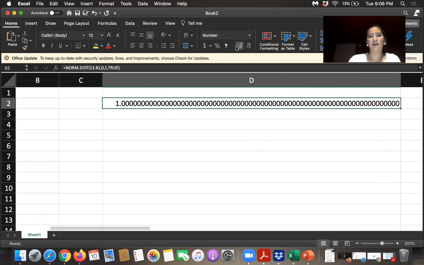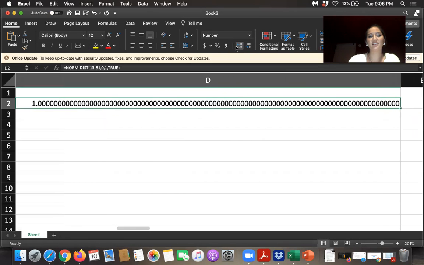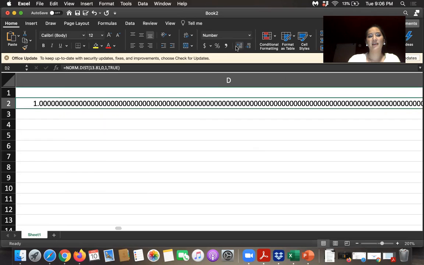We might be here a while for 13.81 standard deviations above the mean. And maybe we'll be here all day because of the accuracy of Excel's calculation. Yeah, I think I'm going to stop. It looks like at least to however many decimal places that is.